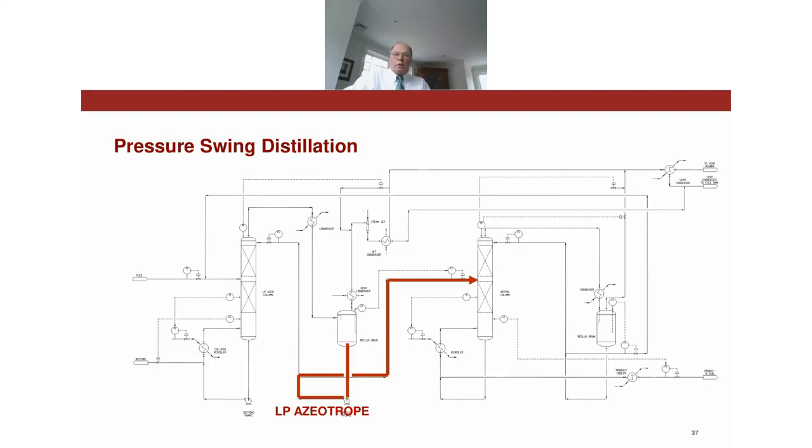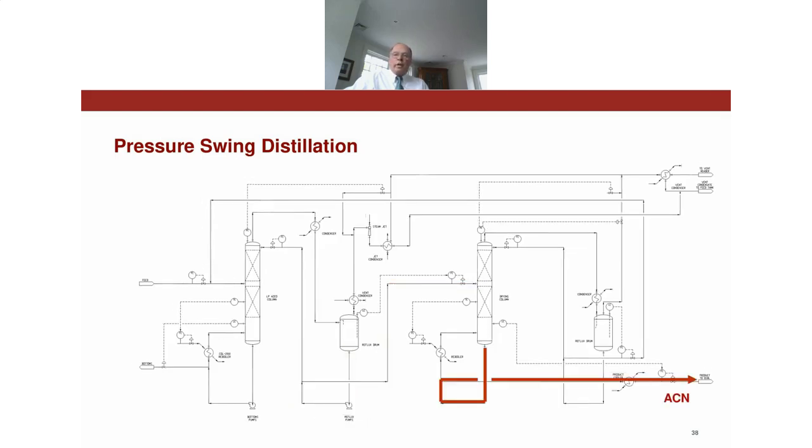So then the 89 weight percent azeotrope produced in the low pressure column is fed to the high pressure column. And overhead comes a 77 weight percent azeotrope with all the water in it. And that gets recycled back around to the feed. That recycle stream gets recycled back to the low pressure column, so that the only place water leaves the system is in the bottom here.